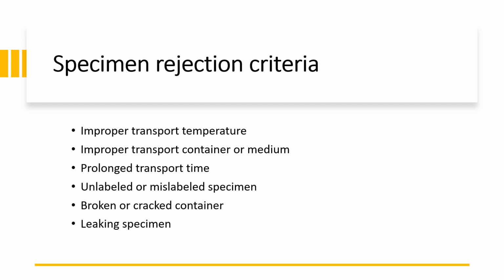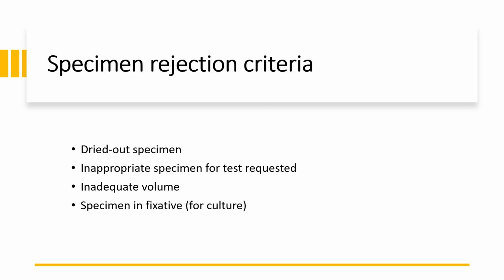Specimen rejection criteria include improper transport temperature, improper transport container, prolonged transport time, unlabeled or mislabeled specimen, broken or cracked container, and leaking specimen. It also includes dried out specimen, inappropriate specimen for test requested, inadequate volume, and specimen infixity.